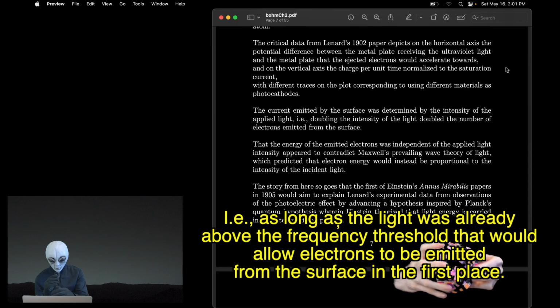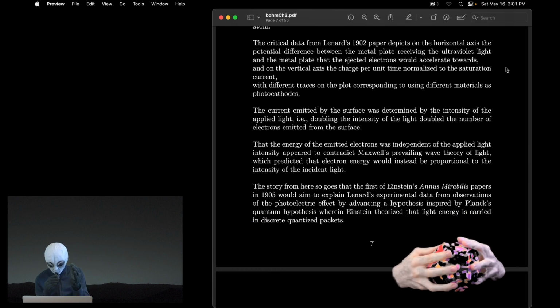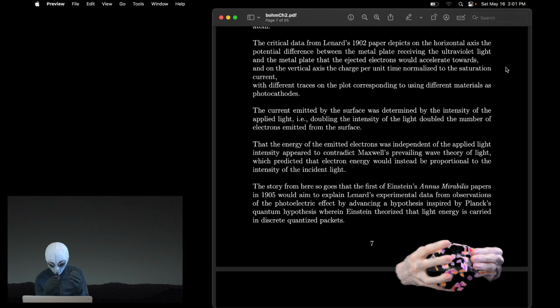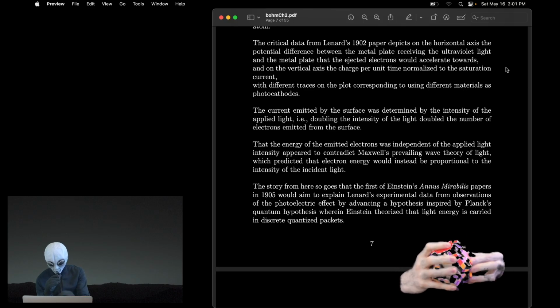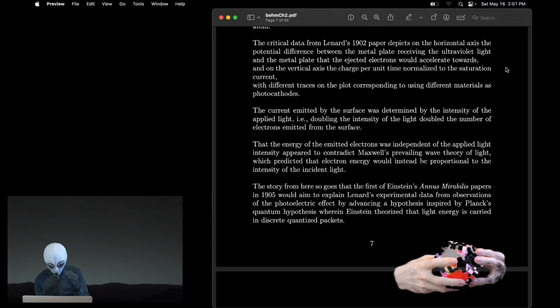That is, as long as the light was already above the frequency threshold that would allow electrons to be emitted from the surface in the first place. But that the energy of the emitted electrons was independent of the applied light intensity appeared to contradict Maxwell's prevailing wave theory of light, which predicted that electron energy would instead be proportional to the intensity of the incident light.